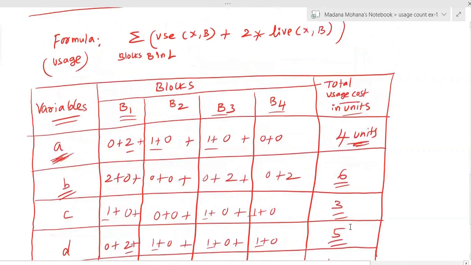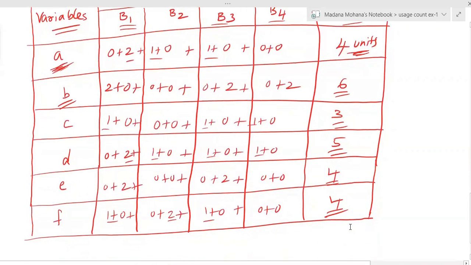Now we can see these are all usage costs for all the variables that occurred in the loop of the flow graph that we have taken. Now here you can see which are having the highest cost. By default, first you can store A, later let us see. Now the registers.